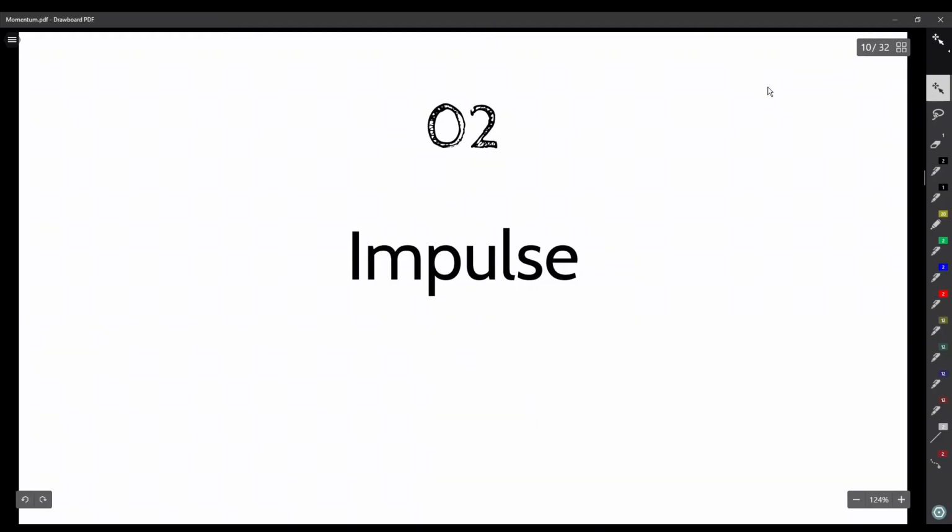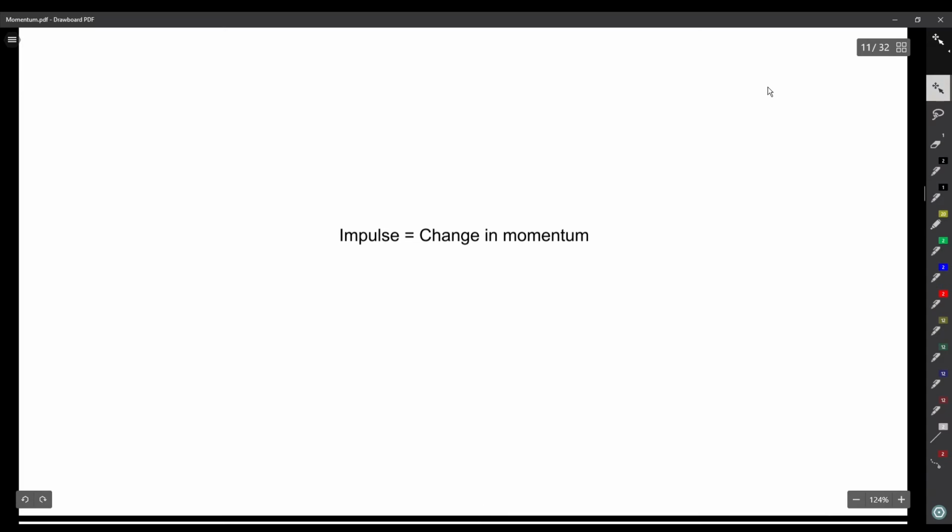Now moving on to impulse. There's only really one idea here. Impulse is extremely simple. It's just a change in momentum. So whenever you see delta p, that's impulse. And really what that means, of course, every time we see a delta, is the final momentum minus the initial momentum.